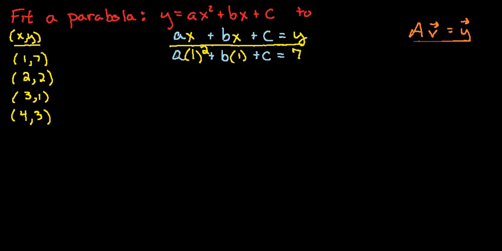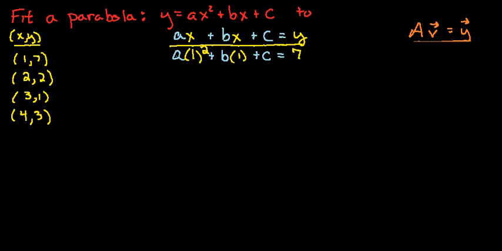Okay, so our first equation, when we plug in that x value, we're going to have a times 1 squared plus b times 1 for x plus c equals 7 for y. And if we fit in the rest of our equations here, let's do that now.